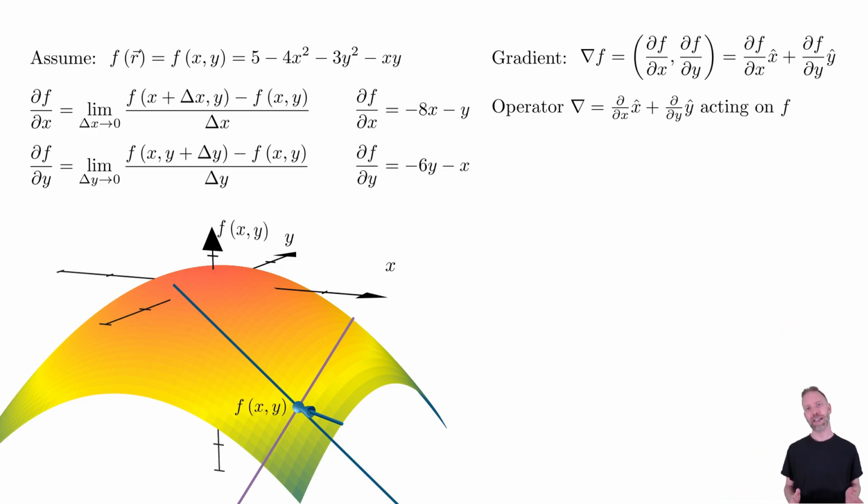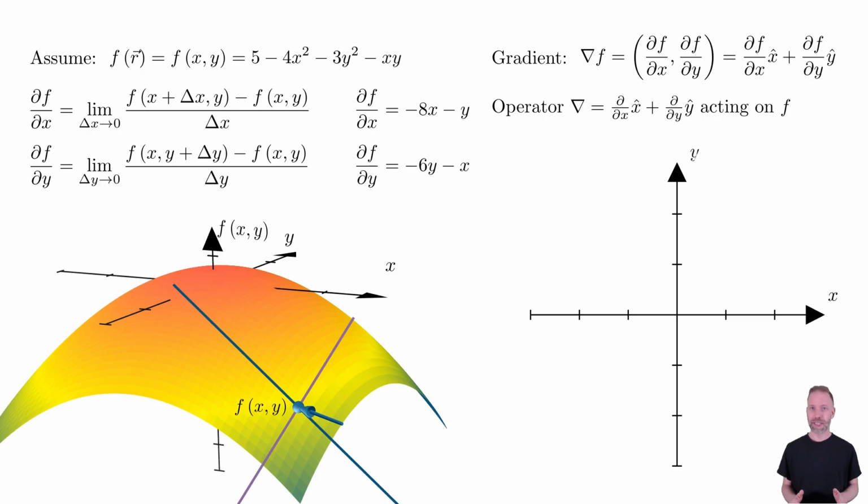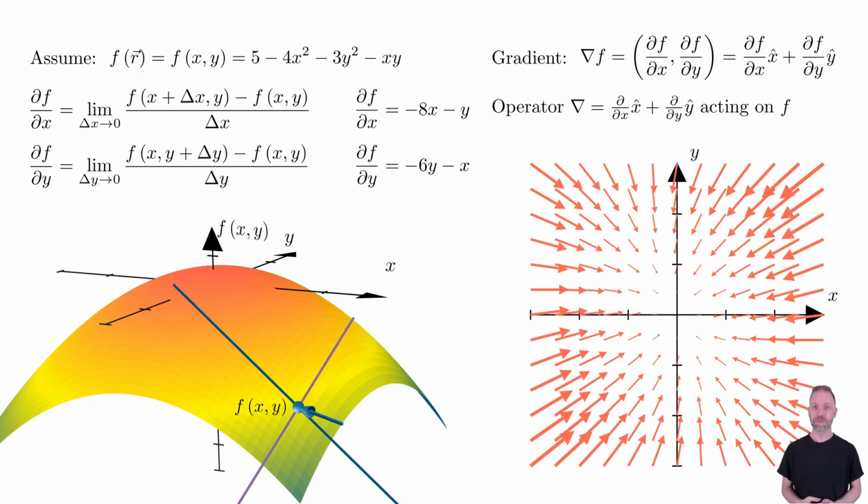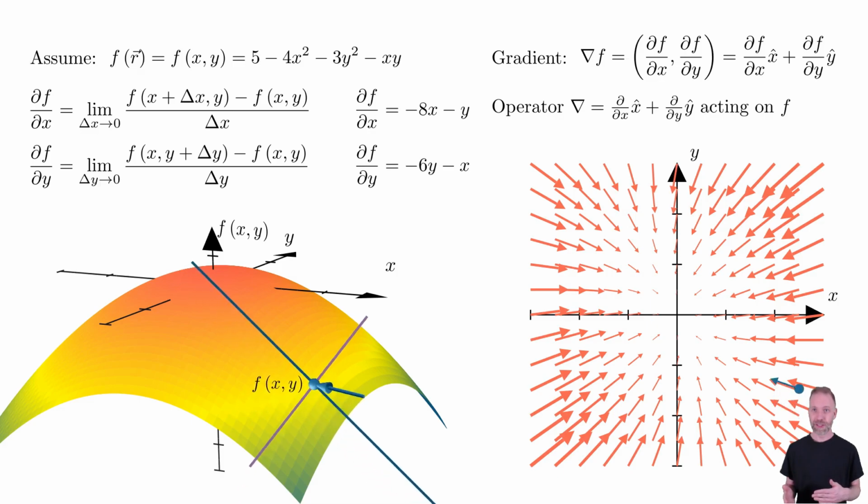To visualize the gradient, plot an arrow plot of the gradient of the function f. The length of the arrow represents the magnitude of the vector field. The direction is the direction of the gradient. We can now let the point move around to illustrate how the slope of the surface relates to the gradient field.